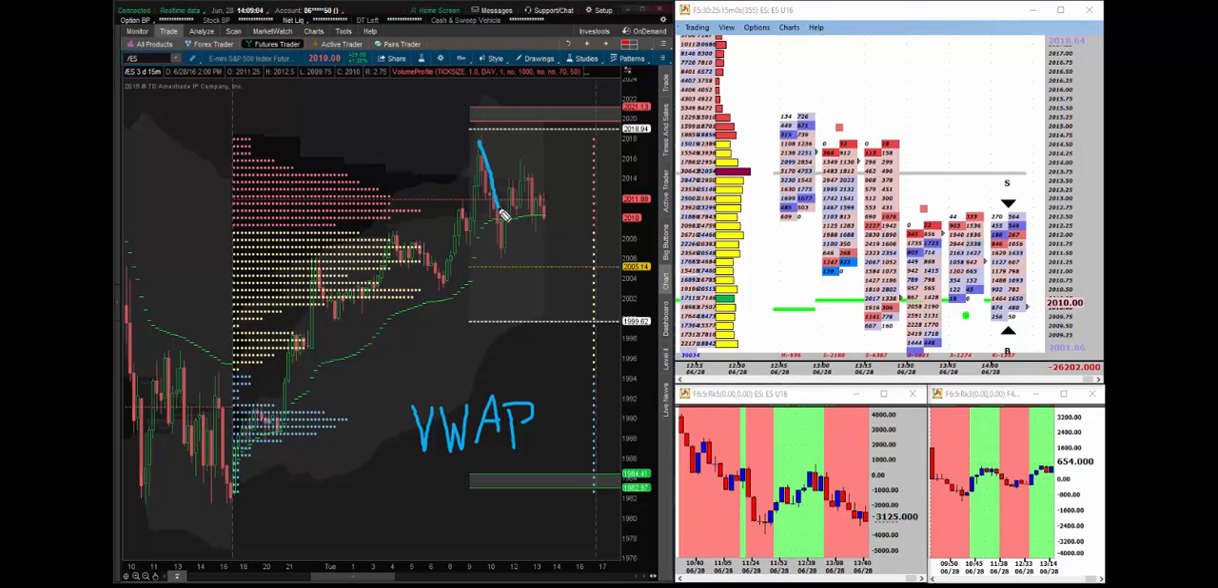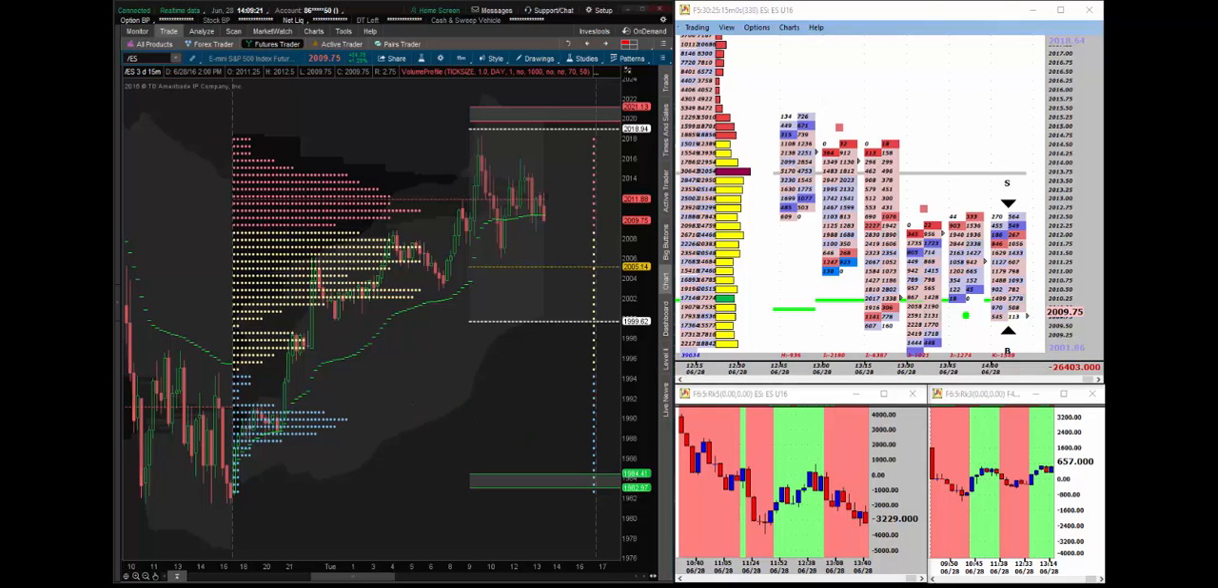And here we got a pullback. Hits VWAP, we want to get long. We could have taken at least 4 or 5 points on that trade. Here, once again, this one may have been a little quicker, maybe 2 or 3 points on that trade.